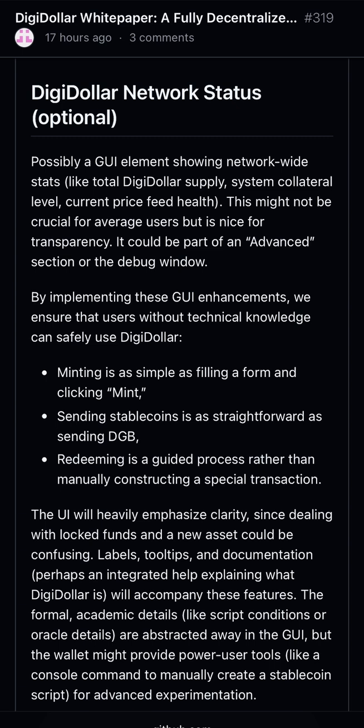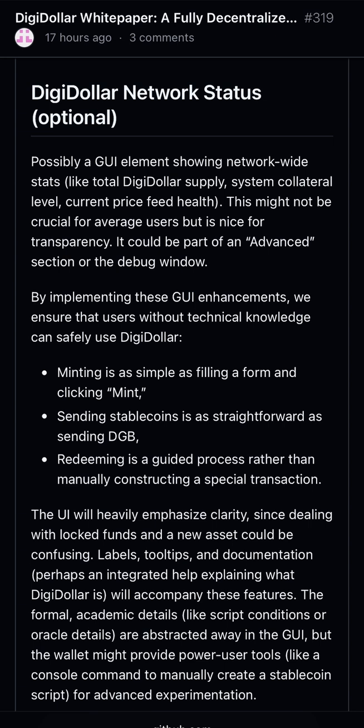feed health. This might not be crucial for average users, but is nice for transparency. It could be part of an advanced section, or the debug window. By implementing these GUI enhancements, we ensure that users without technical knowledge can safely use DigiDollar.